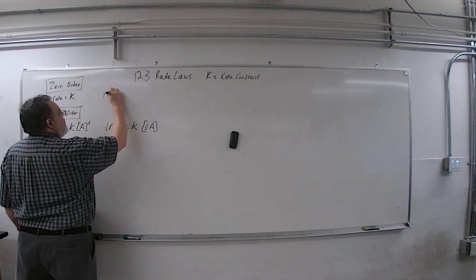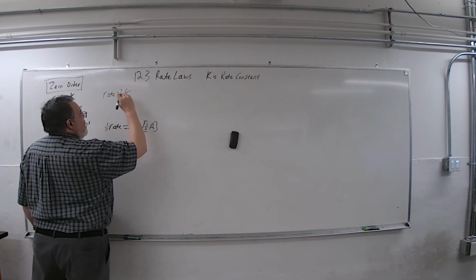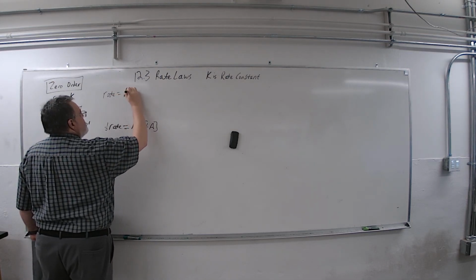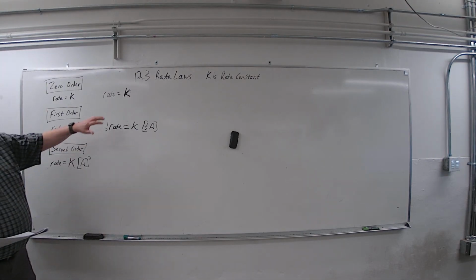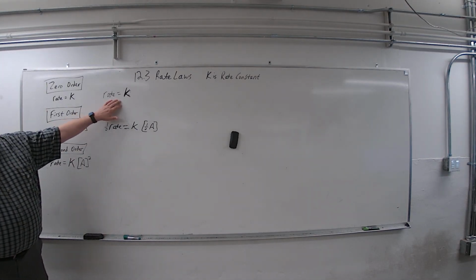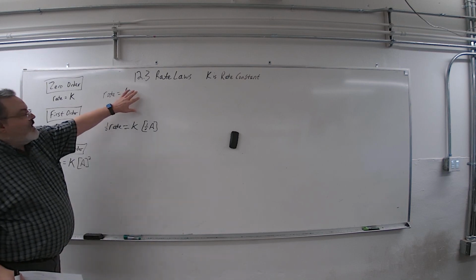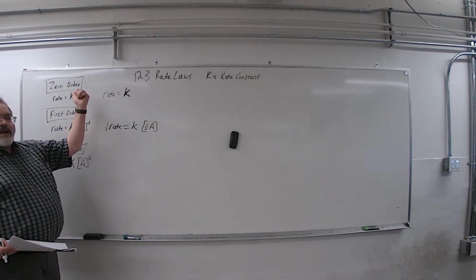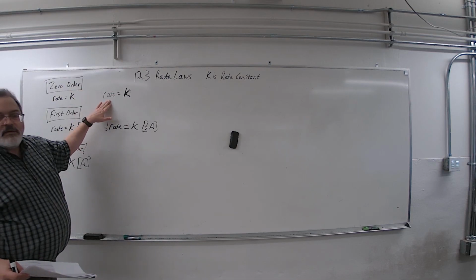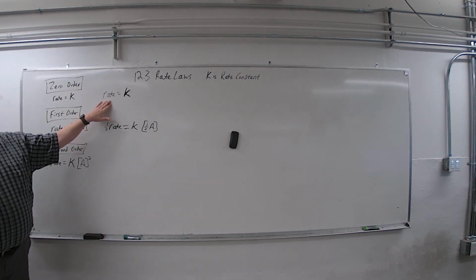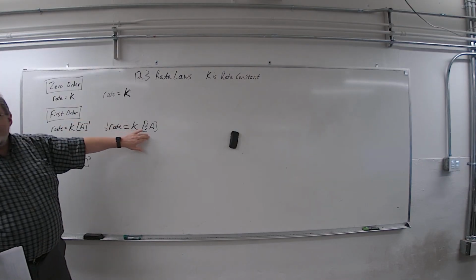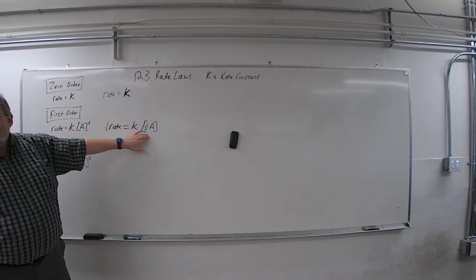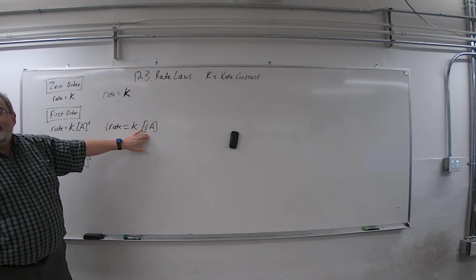This one, rate equals K. For this one, concentration doesn't show up anywhere. There is a concentration for the reaction going, it just doesn't depend on the concentration. So if the concentration halves for a zero order reaction, what happens to the rate? It doesn't do anything because there's no concentration here. Zero order doesn't depend on the concentration of the reactants.